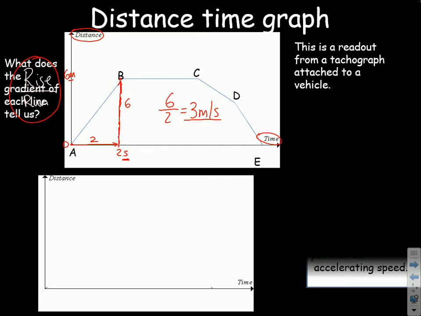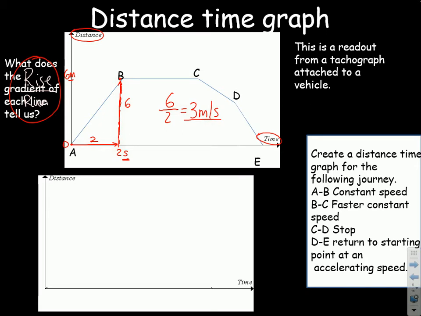So let's have a look at this one. Create a distance time graph for the following journey. From A to B, we have a constant speed, so therefore we know it's going to be a straight line. And we can only assume that we start at the bottom, so we start off at 0. So to start off with, there would be a line moving upwards, just like that. And so we can see from A to B, the object is moving at a constant speed.